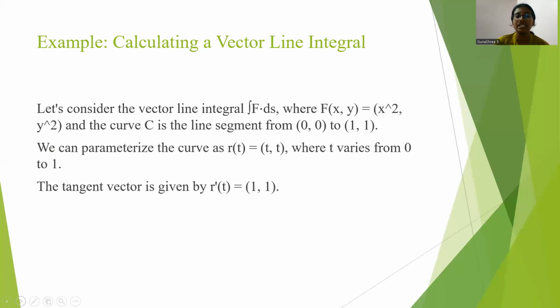Here is a basic example of how to calculate a vector line integral. Let me consider a line integral such as the integral of F dot ds, where F of x comma y is equal to x squared comma y squared, and the curve is the line segment from 0 comma 0 to 1 comma 1. Now we parameterize it as r of t equals t comma t, where t varies from 0 to 1. The tangent vector is given by r dash of t, which is 1 comma 1. So the vector line integral, the integral of F dot ds, comes out as 1.